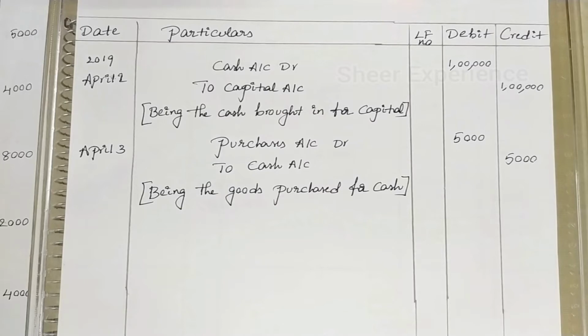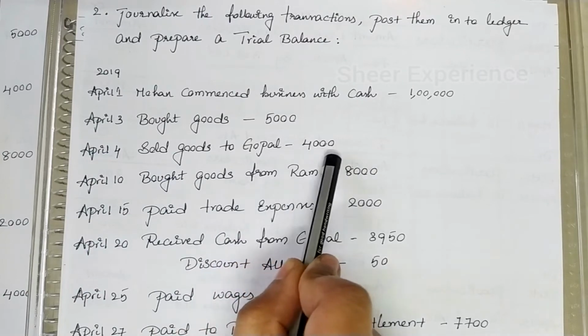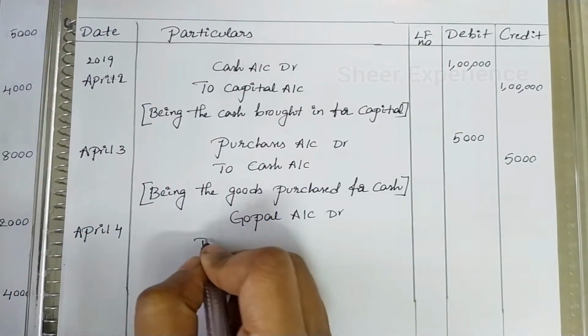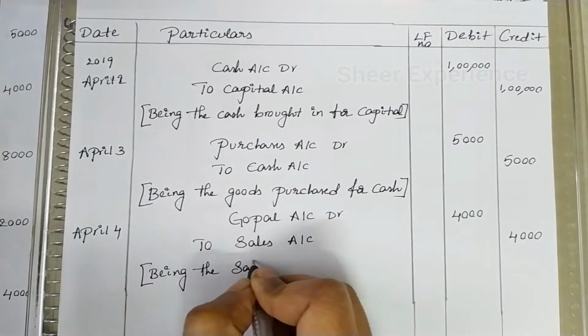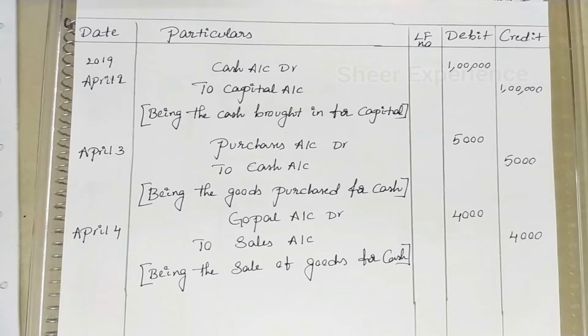Our next transaction is sold goods to Gopal 4,000. Journal entry is Gopal account debtor to sales account. Here Gopal is a name. Name comes under personal account. The rule for personal account is debit the receiver, credit the giver. Here Gopal is the receiver. So we are debiting Gopal account. And crediting to sales account because sales is an income. Here sales comes under nominal account. The rule for nominal account is debit all expenses and losses, credit all incomes and gains. So we are crediting sales.